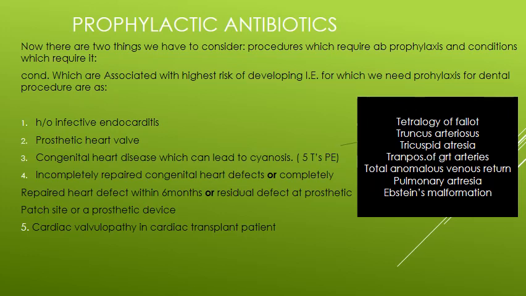So how will you memorize this? You will memorize it as 5 T's PE. That means there are 5 conditions which start with T, and one is from P and another one is from E. So in total we have to memorize 7 congenital heart diseases which can lead to cyanosis. The 5 T's are tetralogy of Fallot, truncus arteriosus, tricuspid atresia, transposition of great arteries, total anomalous venous return, then pulmonary atresia, and Epstein's malformation. If you have some idea about these conditions, then it will be better for you.